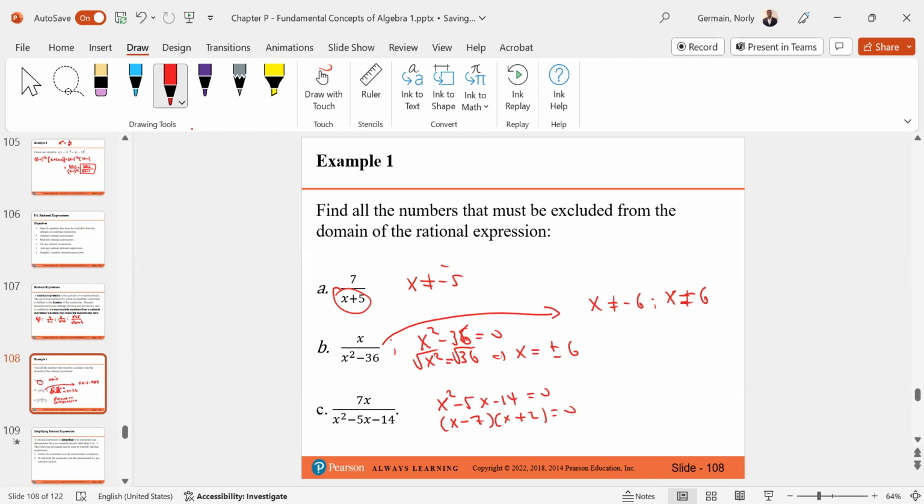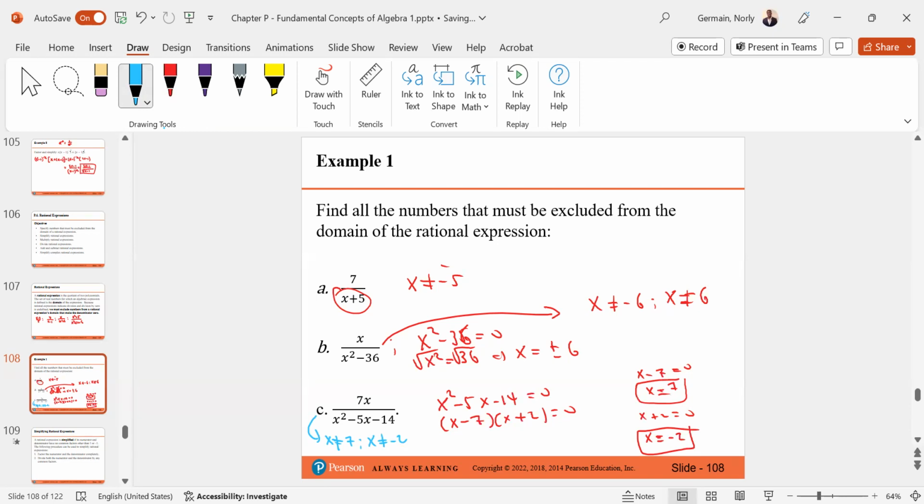Now you solve, setting each factor equal to 0. If x minus 7 equals 0, add 7 to both sides, so x would be equal to 7. If x plus 2 equals 0, subtract 2 from both sides, x would be equal to negative 2. So the two values for which the expression in C would be undefined are x cannot be equal to 7 and x cannot be equal to negative 2.